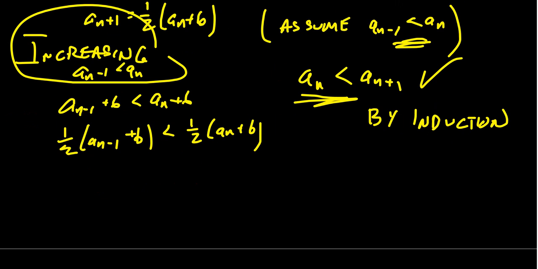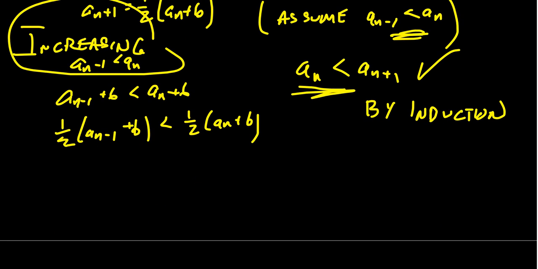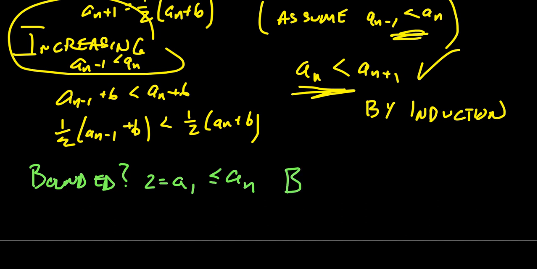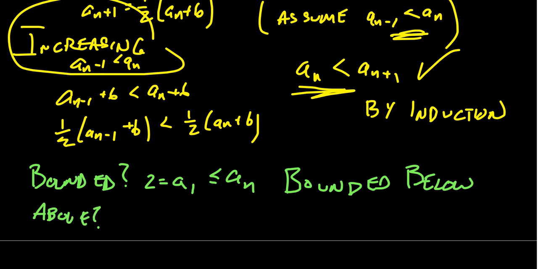So if we were to switch the question up, is our sequence bounded? Well, because it's increasing, we know that an is going to be greater than or equal to a1, the first term in our sequence, which is 2. So this gives us that it's bounded below. Because if you're increasing, you will always be bounded below. That's automatic. But is it bounded above? That one's a little bit harder. And again, we're going to use induction to help us out here.